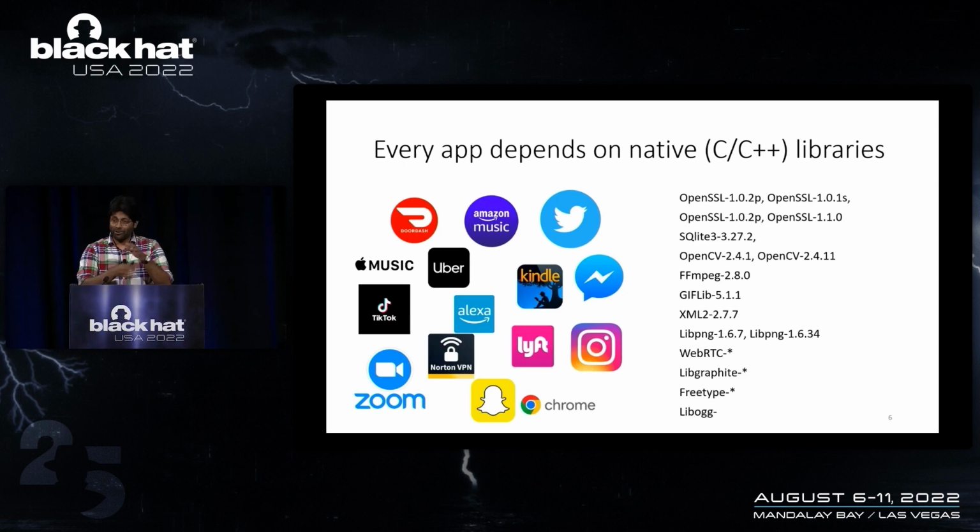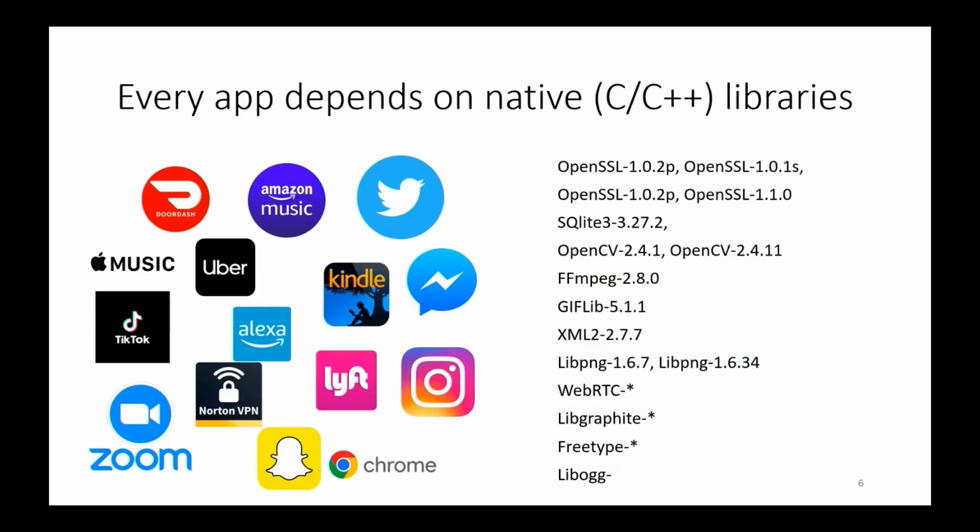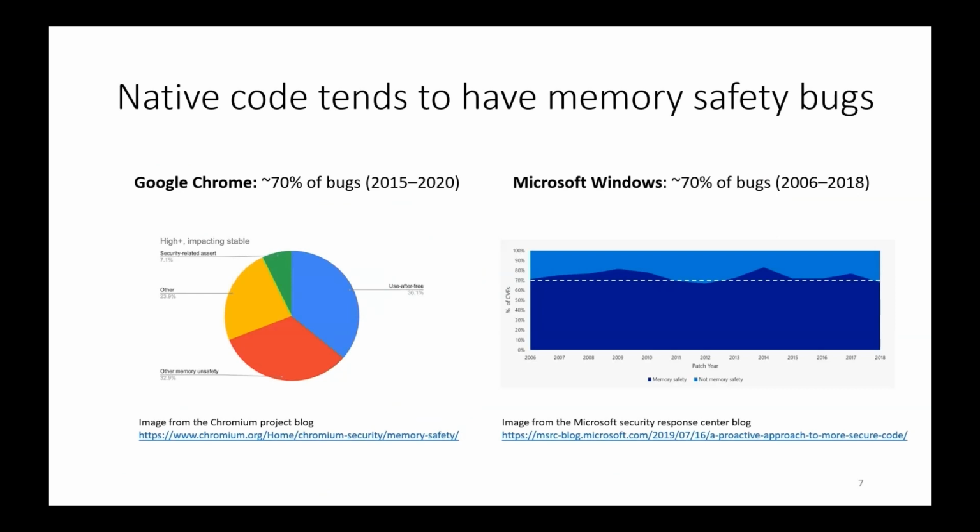The reason we care about any of this is that every application we use today in some way relies on native code. And as we probably well know, native code tends to have memory safety bugs. And if you've been to Black Hat before, you've probably seen a slide like this. This is basically an analysis of bugs in Google Chrome and Microsoft Windows. And what was found was 70% of all the bugs we see are just memory safety bugs. So use after free, buffer overflows, all of these things.